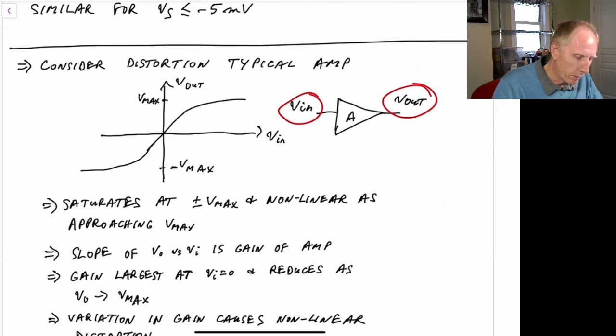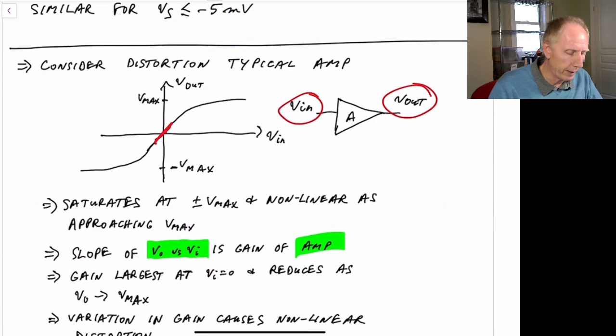The slope of Vout versus Vi is the gain of our amplifier. So we can see that the maximum slope is around Vi equal to 0, and the slope decreases as we go to a larger Vi and also a larger Vmax.